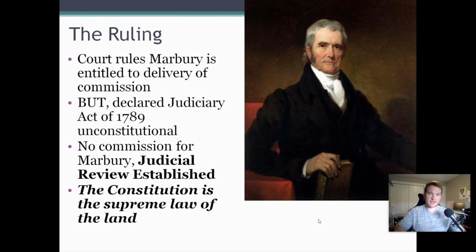So Marbury v. Madison establishes judicial review and the fact that the Constitution, the U.S. Constitution, is the supreme law of the land in the United States. So this would influence us for decades, hundreds of years, right up until now. It is possible for the Supreme Court to wipe out a law that it deems unconstitutional, just like it did here with the Judiciary Act of 1789. So that is Marbury versus Madison.